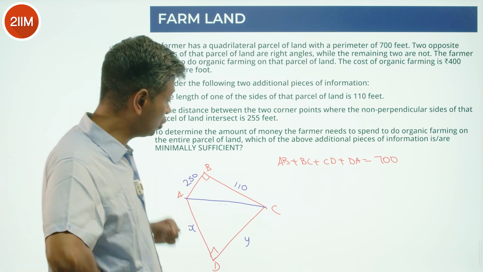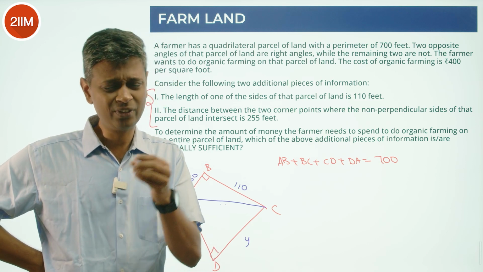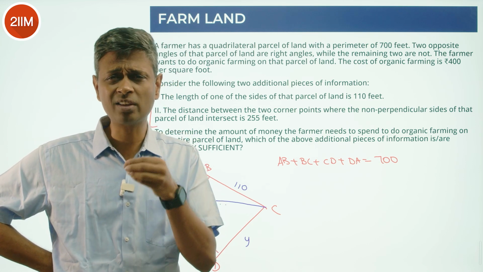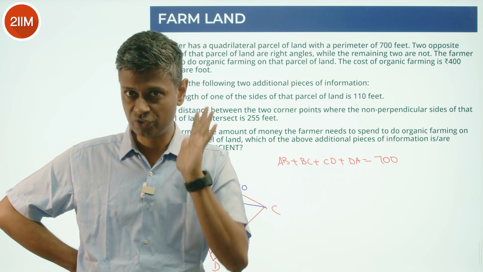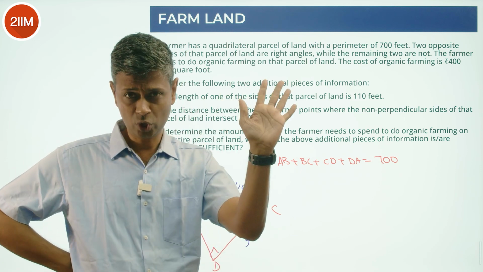Maybe for some value of this, there will be no solution. But if there exists for 242.3, chances are it will exist for 242.4. So 110 standalone is not sufficient. Just knowing one side is 110, not enough to answer this question.